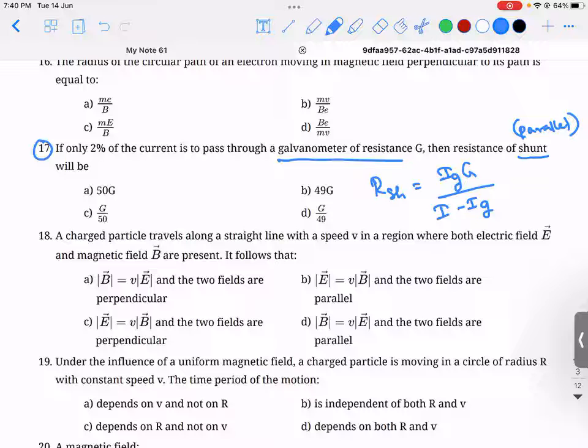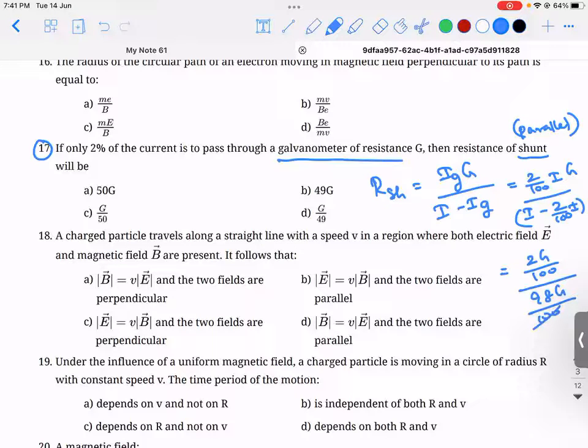Last class I discussed. So Ig is how much? 2% of the total current flows into capital G divided by I minus 2 by 100 into I. So how much will the answer be? Cancel. G by 49. Yes, G divided by 49 will be the answer.